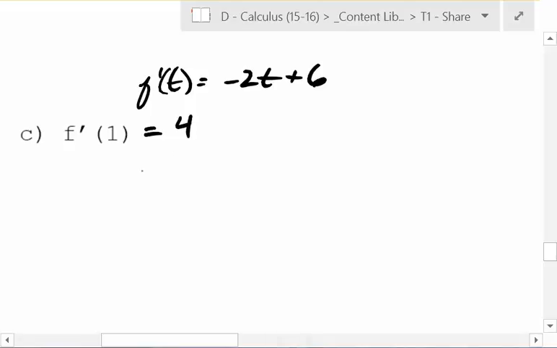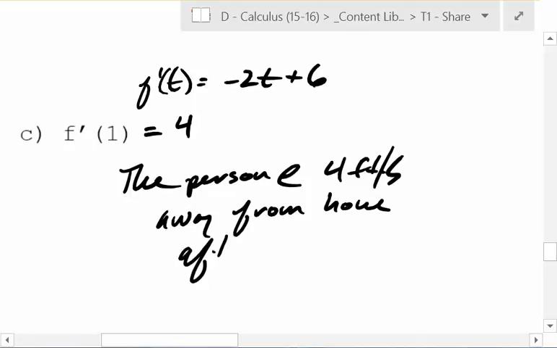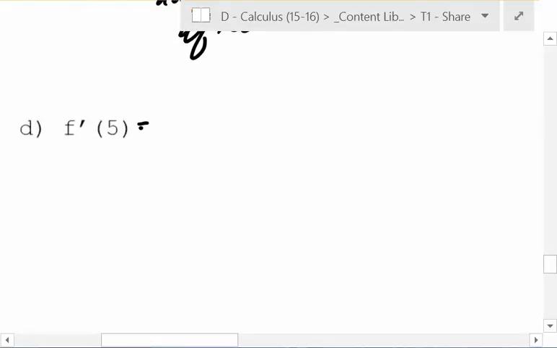4. And what does that mean? The person is moving at 4 feet per second away from home at 1 second. After 1 second, because this person's speed has changed. So, okay, keep going here. What about f prime of 5? What did that get? Negative 4, right? So at f prime of 5, what's going on here?